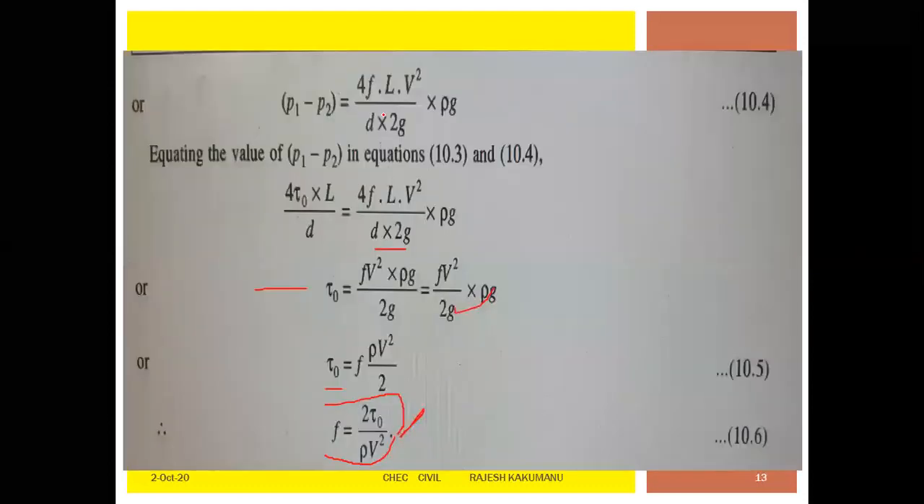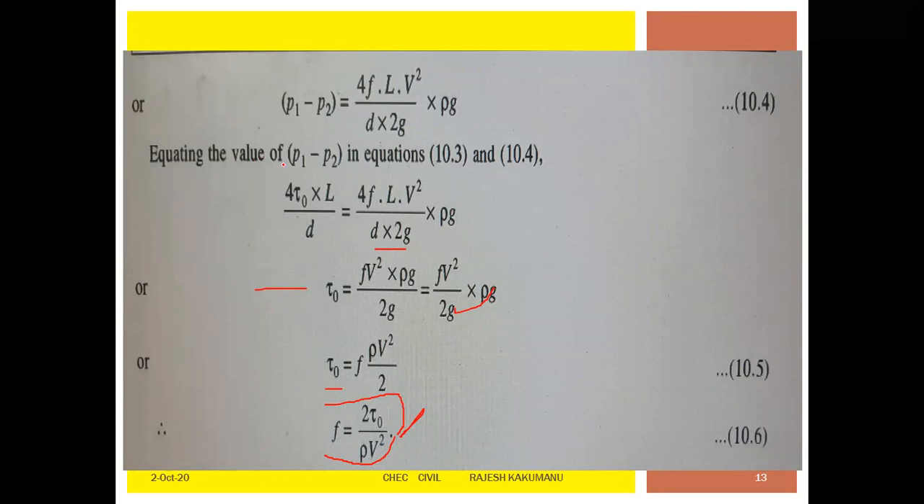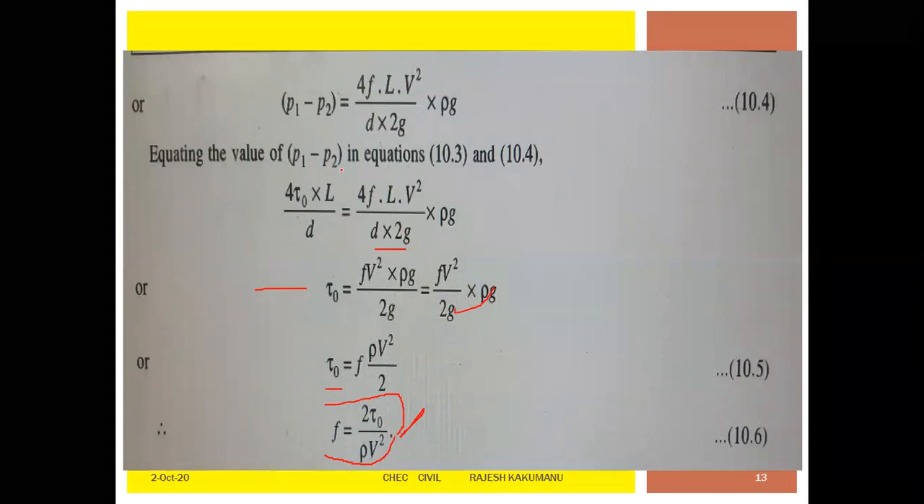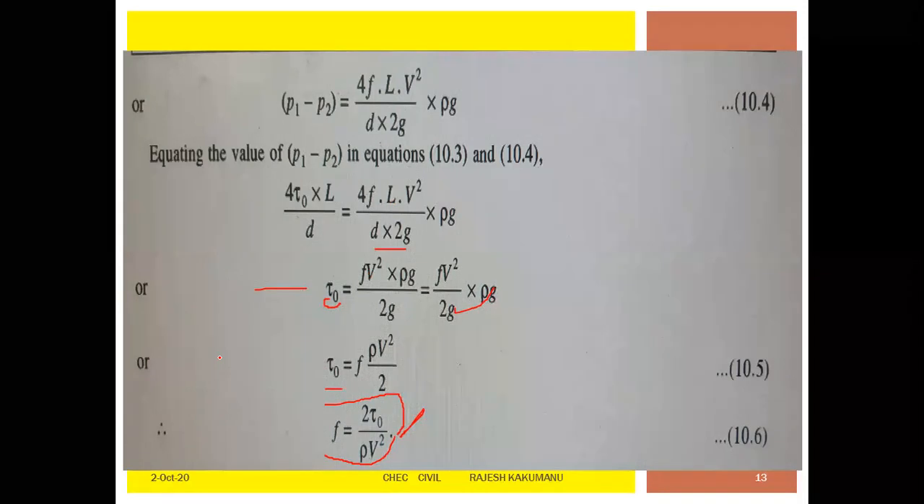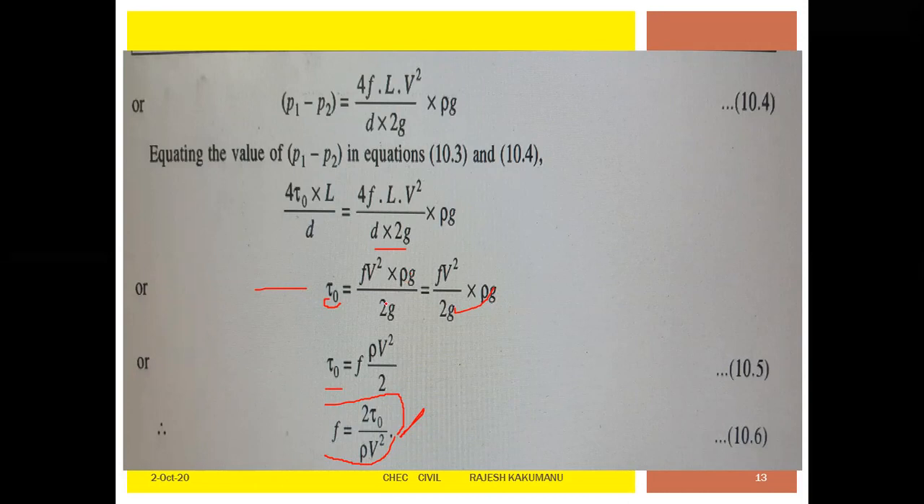Then, simplifying further, equating the value of P1 minus P2, we can substitute the P1 minus P2 value. Keep this value as it is here. Therefore, finally we need to get the shear stress. That is why we are separating and writing the shear stress in turbulent flow: tau 0 is equal to F V square into rho g divided by 2g.